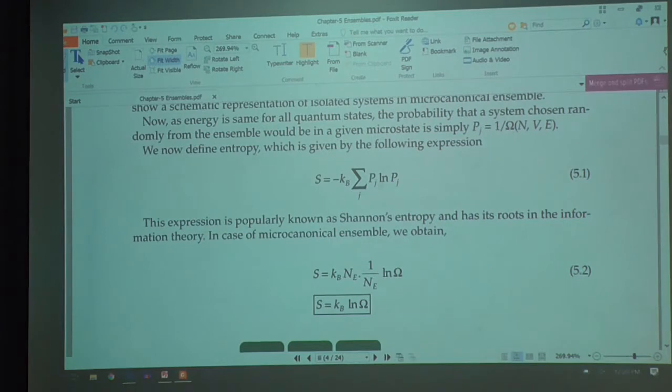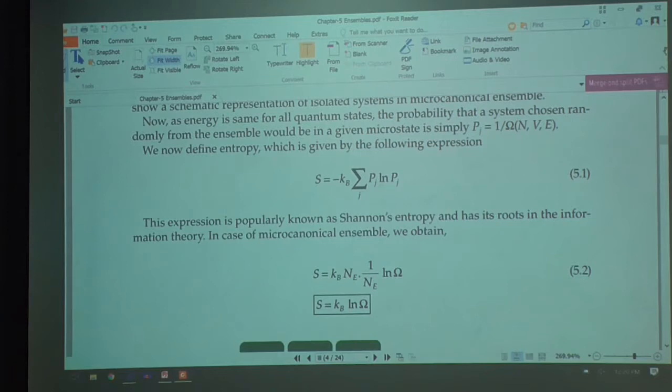Such a simple derivation of probably what I can give as the most important equation of statistical mechanics. Nothing wrong with this. What is Pj? What is Pj? Probability of being in state j. What is the problem? Is there any difficulty with this simple derivation?